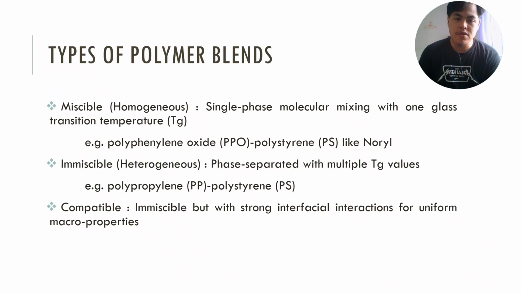There are three types of polymer blends. The first one is miscible, or we can call it homogeneous. Miscible is single-phase molecular mixing with one glass transition temperature. For example, polyphenylene oxide and polystyrene, like Noryl. The second one is immiscible, or we can call it heterogeneous. It means phase separated with multiple Tg values. For example, polypropylene and polystyrene. The third one is compatible, which means immiscible but with strong interfacial interaction for uniform macro properties.